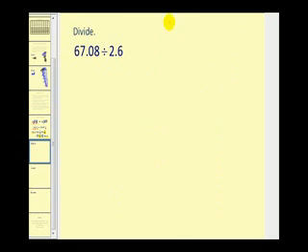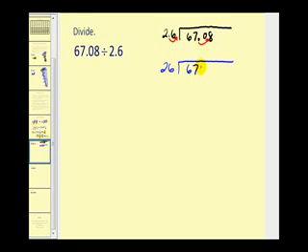Let's set it up in long division form. The rule says this has to be a whole number, so we'll move this to the right once, as long as we do the same to the decimal point here. This is a little messy, so let's rewrite this so we can keep track of where the decimal is. Now we'd have 670.8 divided by 26. Move our decimal straight up, and now we divide as we normally would.